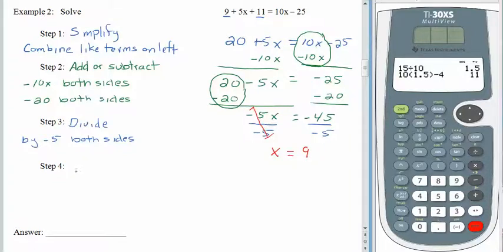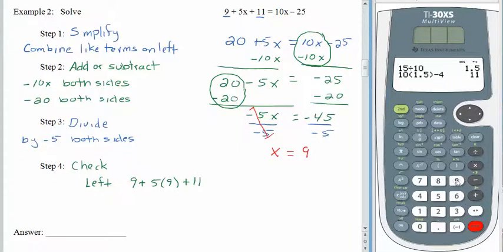All right, the last thing we need to do is check. And in this case, the left-hand side and the right-hand side are both a little bit involved. So we want to check them separately. Let's take the left and see what it's worth. We have 9 plus 5. Use those parentheses when you're substituting that value for the variable. So we have 9 plus 5 times 9 plus an 11.